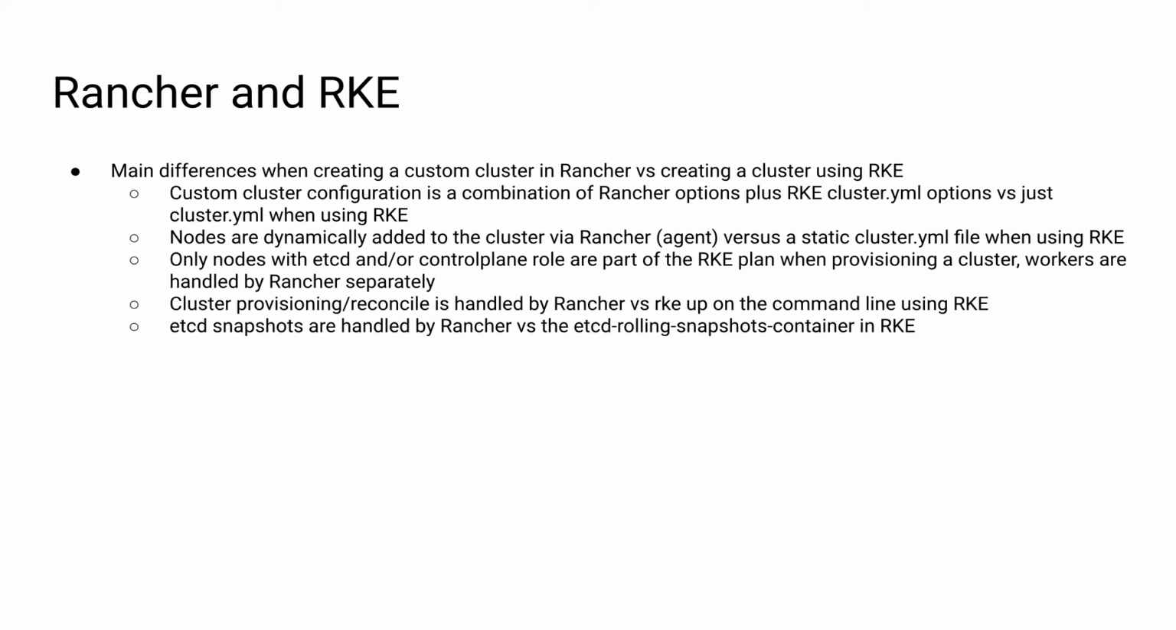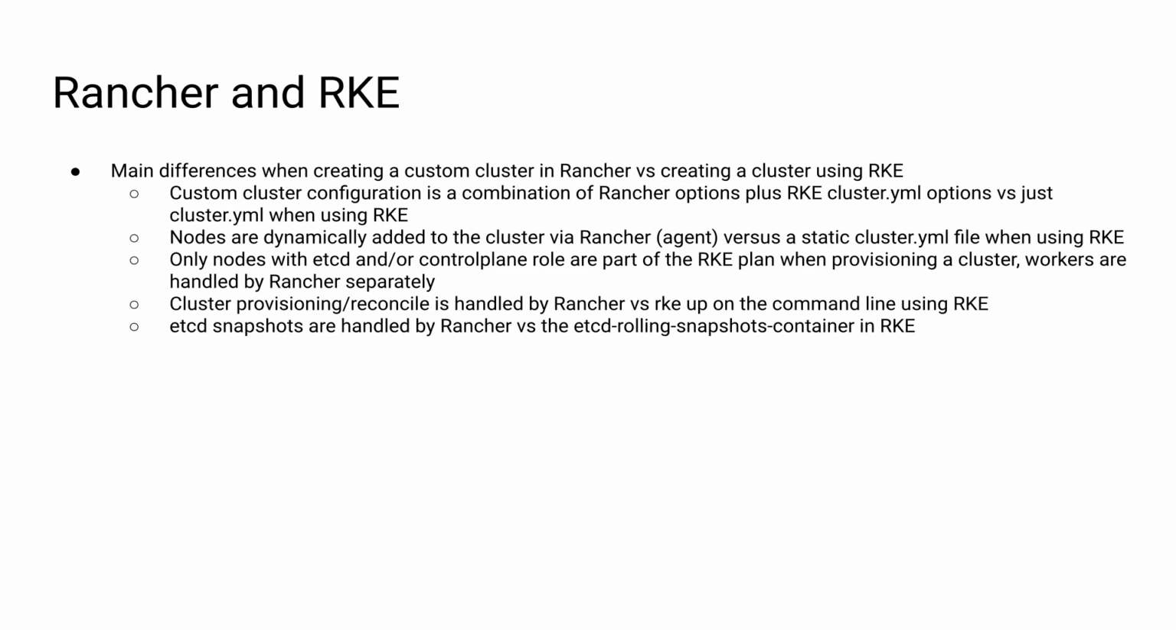Besides the cluster.yaml for RKE, we also obviously have Rancher specific features. So basically, the custom cluster configuration that we can configure in Rancher is Rancher options. And then a part of that Rancher cluster configuration is the RKE cluster configuration. So we basically embed the RKE cluster.yaml inside our own Rancher cluster configuration, because Rancher offers certain features which RKE does not have, and those need to be configured. And then inside that Rancher configuration, we embed the RKE cluster.yaml.